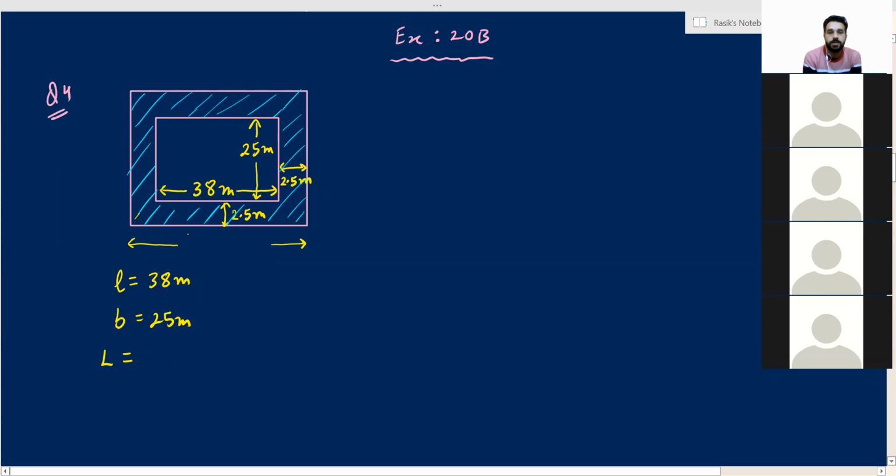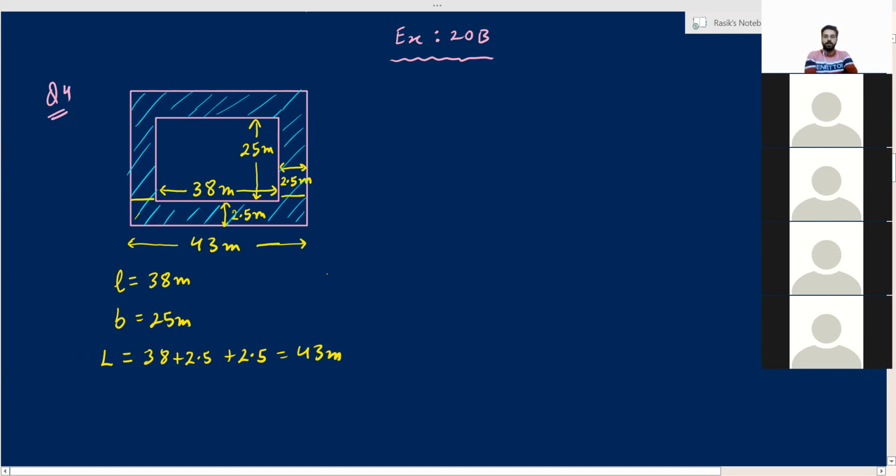Why 43? Because in this case we will add 2.5 two times. We will add, not subtract. 38 is the inner length. 38 plus 2.5 plus 2.5. Why are we adding it? You will add 2.5 from the left side and 2.5 from the right side. Then only you will get this outer length. Total 43 meters. Are you getting it or not? 2.5 and 2.5, if we add two times, it makes 5. So 38 plus 5 is equal to 43 meters.